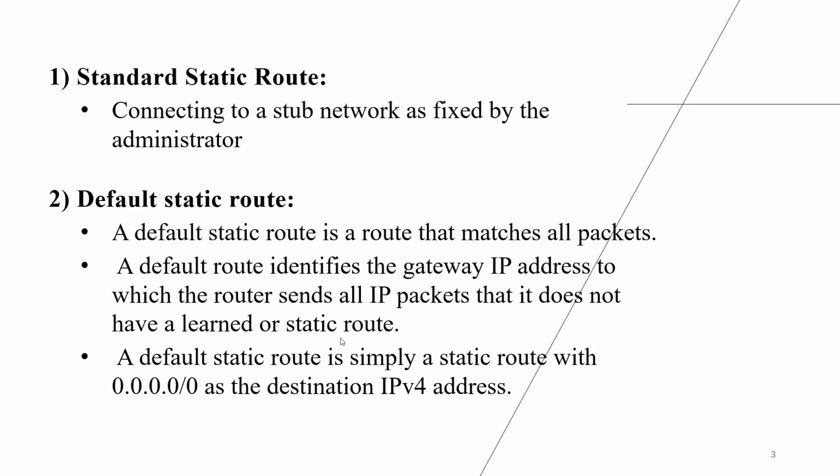Usually the default static route will start with 0.0.0.0. This is called the any network. This is the default static route. If no path exists, the packet will automatically be forwarded using the default route.